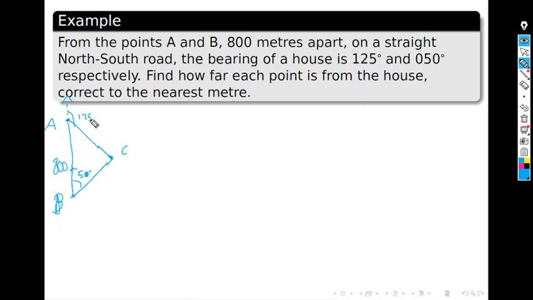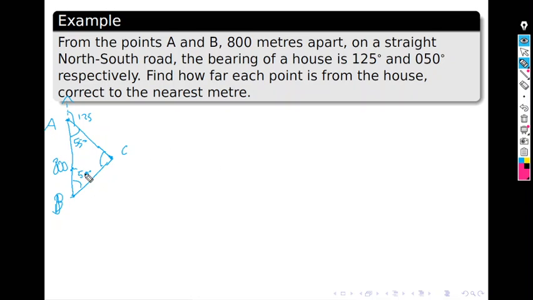So we know this is 50. If you add another 5, you're at 180. So in here is 55 degrees. And there's your house at C. Now, find how far each point is from the house, correct to the nearest meter. So we've got ourselves a triangle, where we know one side length and two angles, so we're pretty much in business.